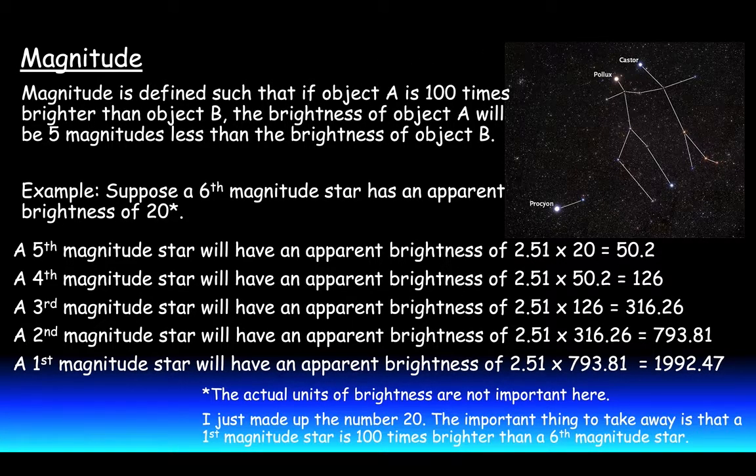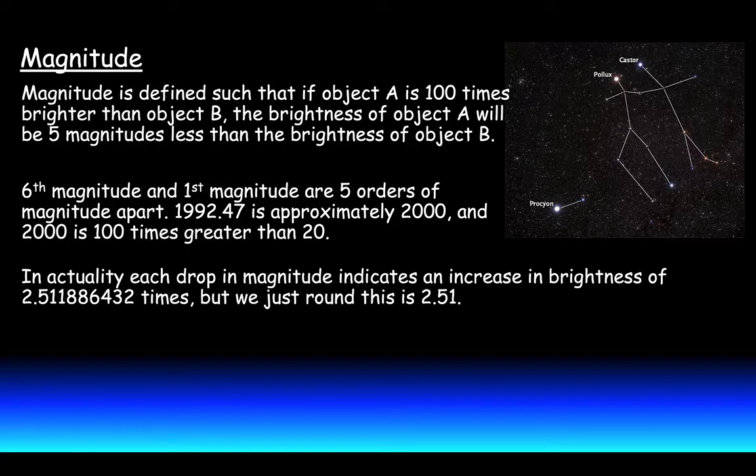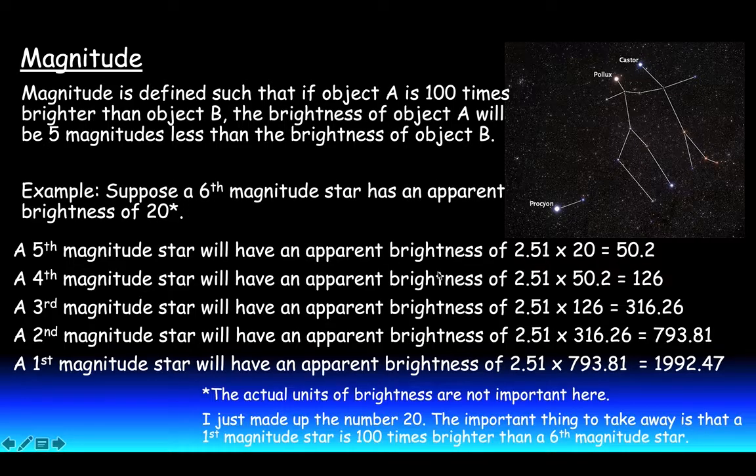Now, I told you this number 2.51 looks really weird. The actual number in increase in brightness is not 2.51. There are more decimals after this. So in actuality, each change in magnitude increases the brightness by 2.5111886432, and so on. There are many more numbers in this decimal, but we just round to 2.51. If we were to keep the actual number, this number would be 2,000 and we wouldn't need to round anymore.